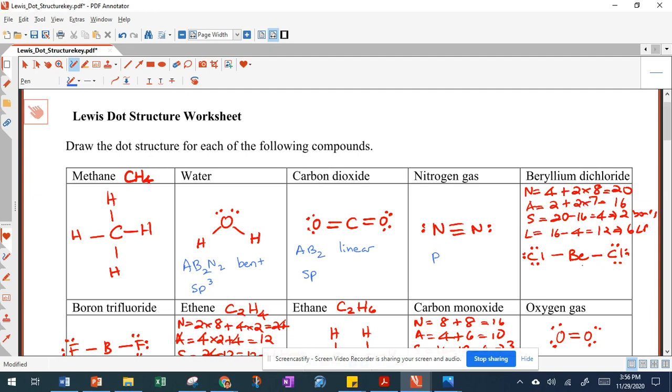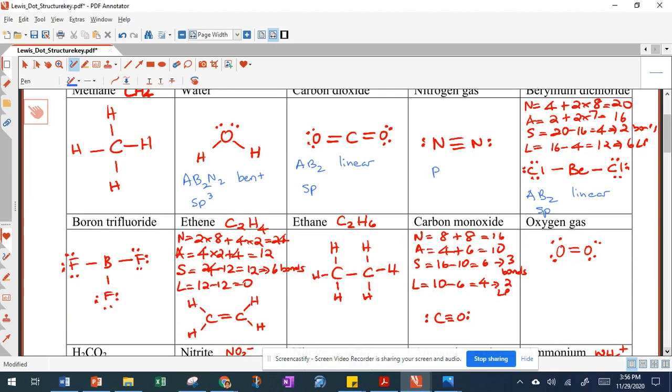Look at beryllium dichloride. Here we have AB2. Again, this is a linear shape, and we have 2 regions here. The one that allows us to have 2 regions is sp. Now, if we go down here, look at boron trifluoride. We have AB3. We have 3 regions. This is a trigonal planar shape. The other one that gives us 3 regions for the hybrid orbitals is sp2.